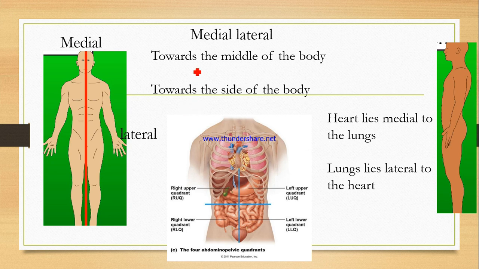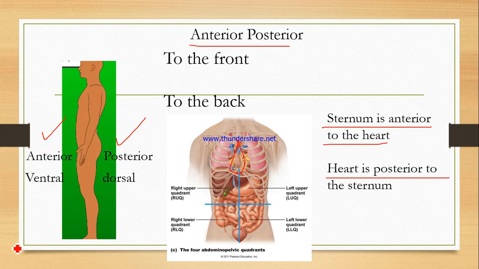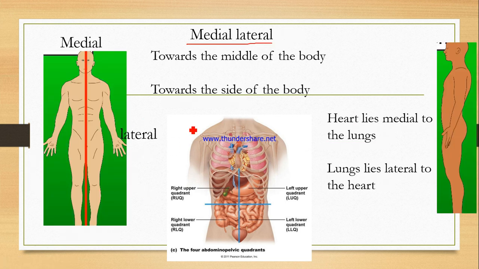Okay. Now coming to the next term, medial and lateral. Sometimes anterior is called ventral and posterior is called dorsal. Those are all anatomical and medical terms. Now coming to medial and lateral. If you draw a midline dividing the body, near to that is called the medial area. So medial means towards the middle of the body, and lateral means away from the midline, towards the side of the body.